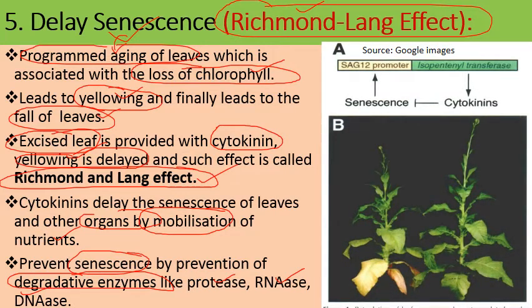So in this picture we can see this is the plant which is without cytokinin. It shows degradation of chlorophyll, and it leads to the formation of yellowish leaves. But when we provide it with cytokinin, it doesn't show yellowing of leaves or degradation of chlorophyll. So cytokinin plays a very important role in mobilization of nutrients that delays the senescence.